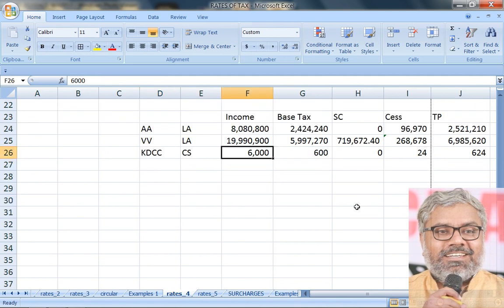So let us take another example. Let us say if the same cooperative society has an income of say 16,000, then what? Then this calculation will not hold good.